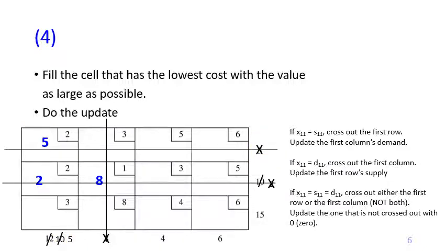Let's continue in the same fashion. Find the cell that has the lowest cost that has not been crossed out. So that is the cell. You can't fill this cell because it has been crossed out. You can't fill that cell either because the second row has been crossed out. For this cell, the demand is 5, the supply is 15. So at most, we can put the value of 5 to fulfill the demand of this column. So 5 there, and then cross out the column, and then update the row. Now the remaining supply for the third row is 10.